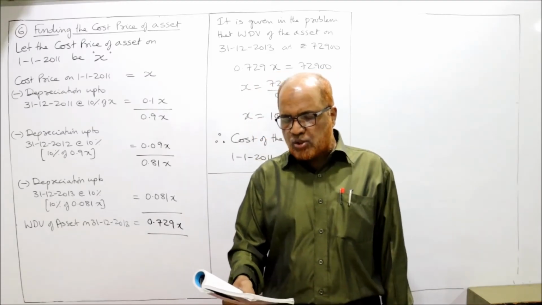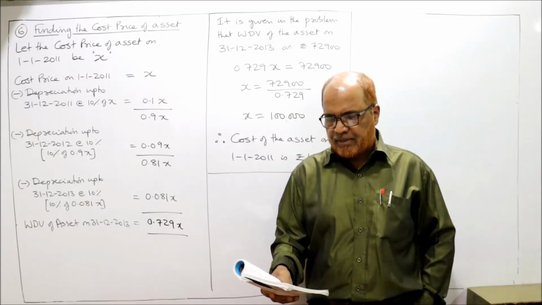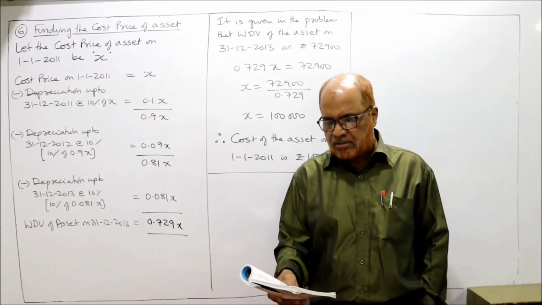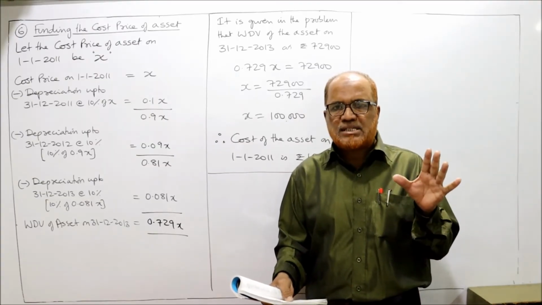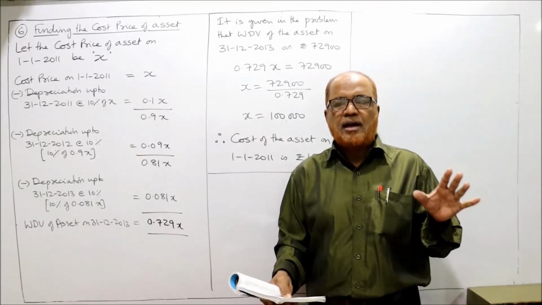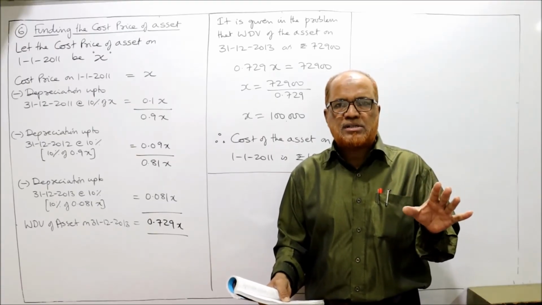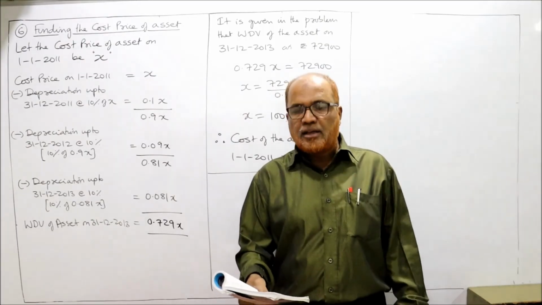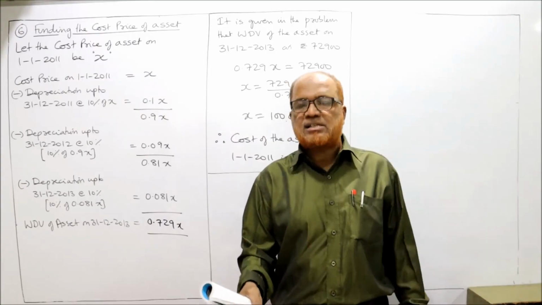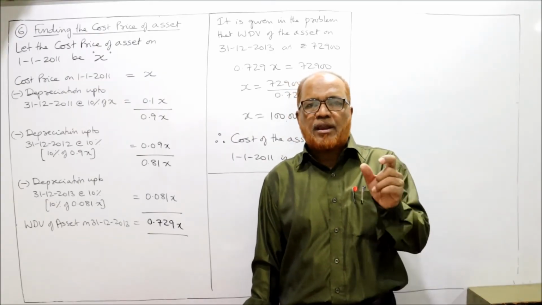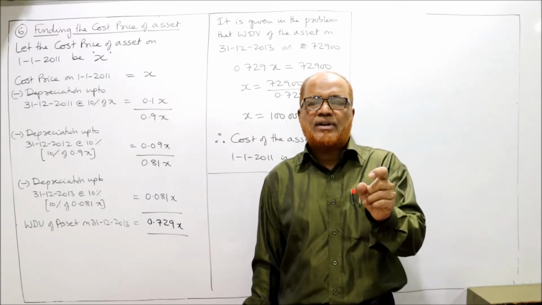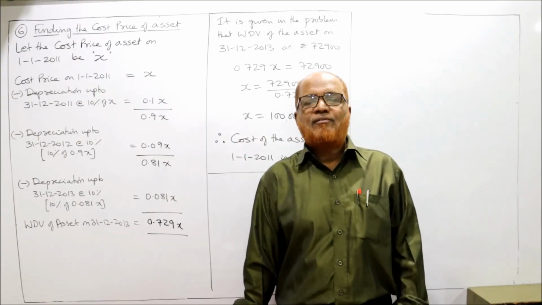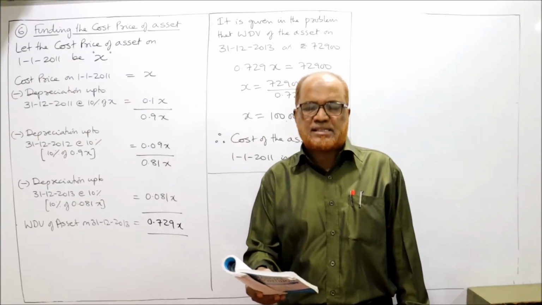A machine was purchased on 1st January 2011. Depreciation was written off at 10% per annum on the diminishing balance method. At the end of 2013, the depreciated value of the asset is 72,900, meaning the written down value as on 31st December 2013 was 72,900. Find the cost price of the asset.